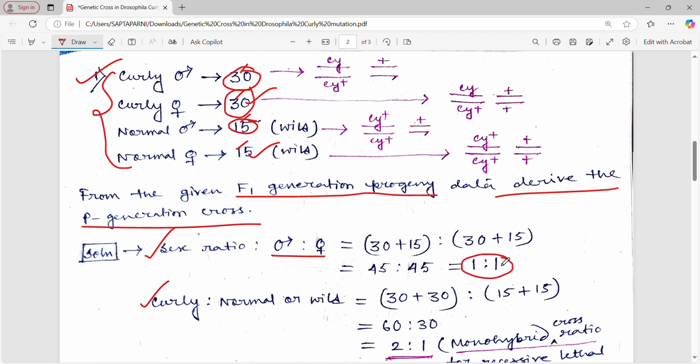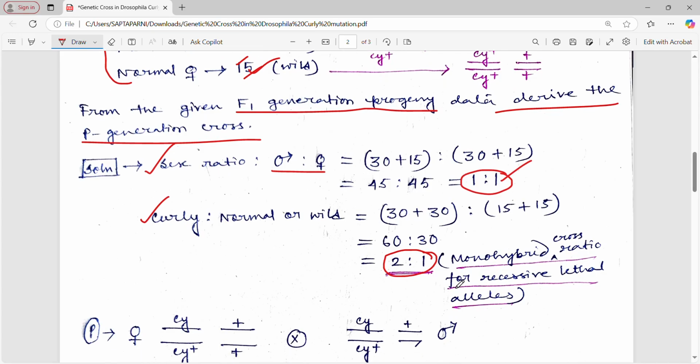Okay. Now what will be the phenotypic ratio? Curly to normal or wild type. The curly will be 30 plus 30, 60, and normal or wild type will be 15 plus 15, 30. So it will be 2:1. Okay, so the phenotypic ratio will be 2:1.